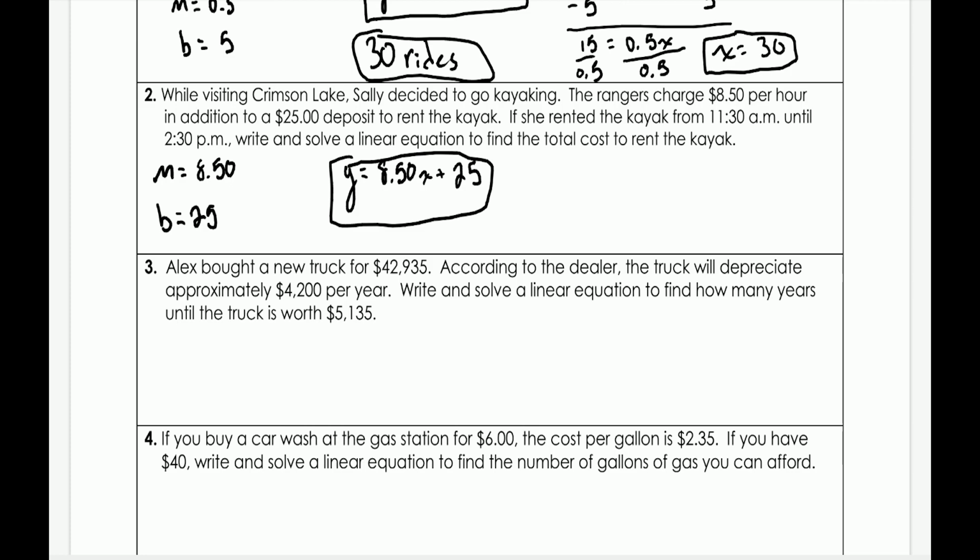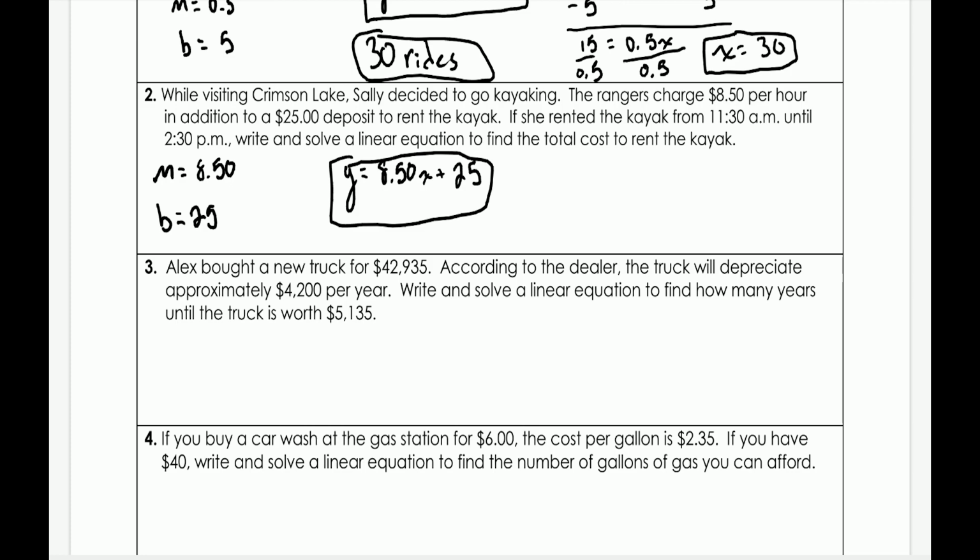If she rented the kayak from 11:30 to 2:30, how many hours would that be? Well, we have 11 to 12, 12 to 1, 1 to 2. So we're going to have 3 hours that she's renting the kayak.